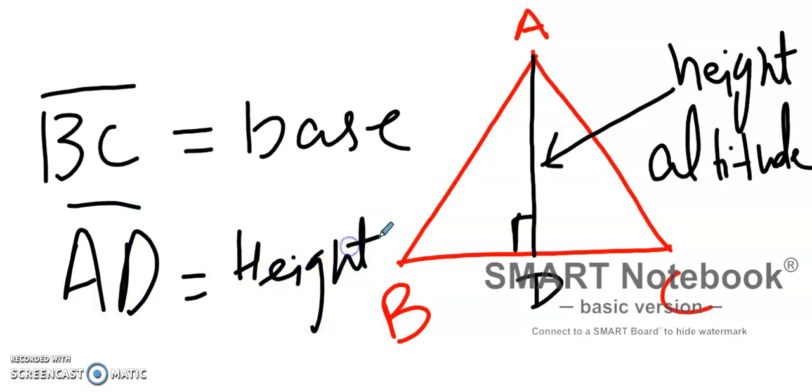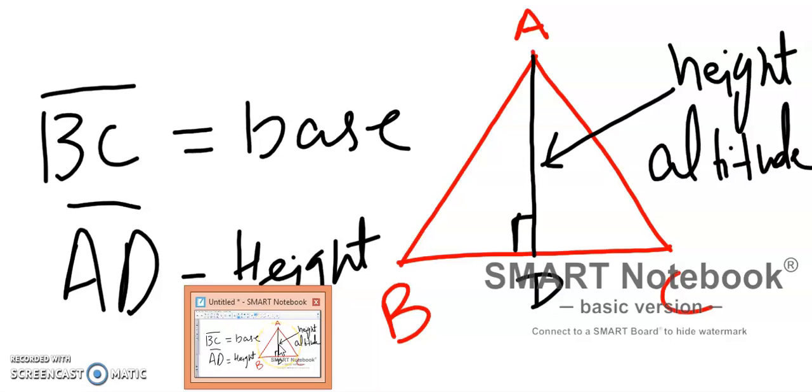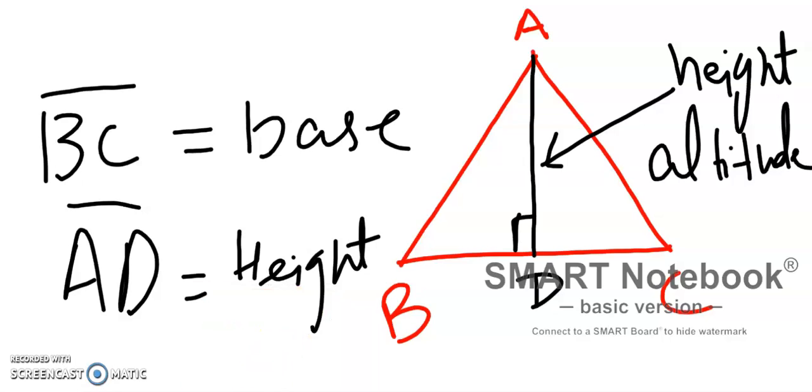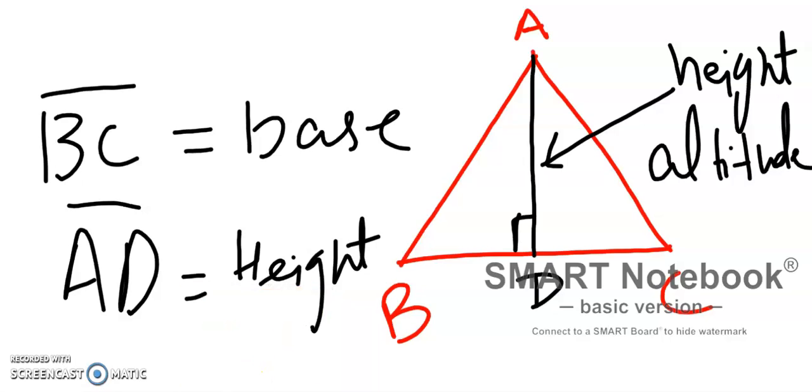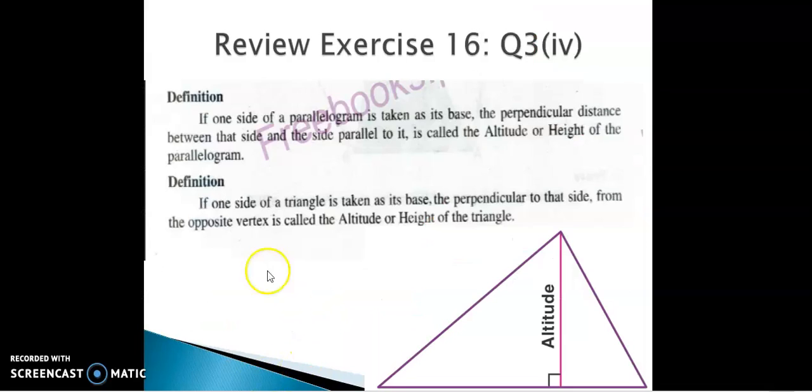This is the concept, and I have done it in part number 4 of question number 2, in which we found the area of your triangle. Now, if you look at the definition: if one side of a triangle is taken as its base, the perpendicular to that side from the opposite vertex is called the altitude or height of the triangle. Okay. So now these are all the definitions included in your chapter number 16.